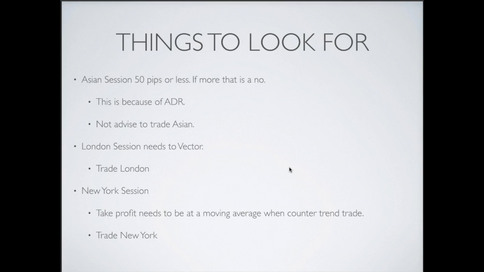London session needs the vector, and that means it basically needed. We put these boxes on the chart so that way you can see how big the boxes are. If it comes out of the box, that's a vector. That means it's moving in a false direction really, really fast. It's trying to show you its direction, but it's going to trick you and go the other direction. New York session, always put your take profit somewhere near a moving average when you counter trend trade. All right. If you're going to counter trend trade, put it back toward a moving average because you know that bounce, that pullback is going to happen. And that's just basically how you do it.